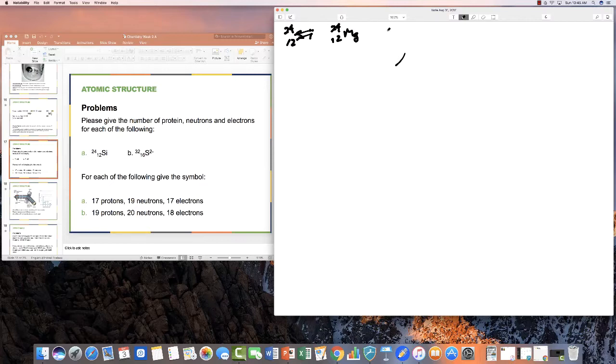Atomic number 12 means it has 12 protons. 12 subtracted from 24 means it has 12 neutrons. So you add those two together to get the atomic mass, which is shown as 24. And there's nothing here, which means there's no charge, which means you have to have an equal number of negatively charged particles, so you have to have 12 electrons.